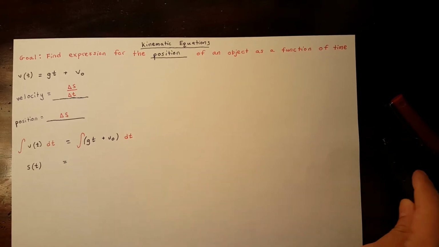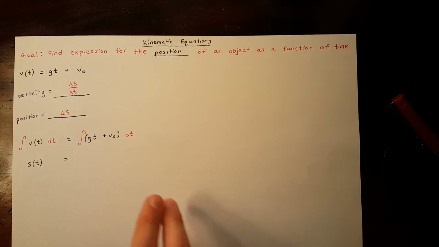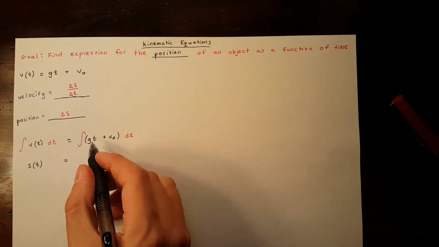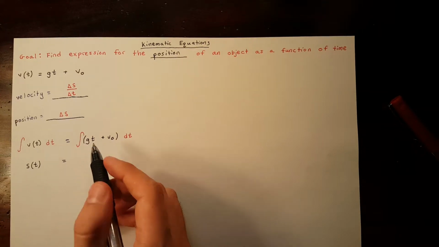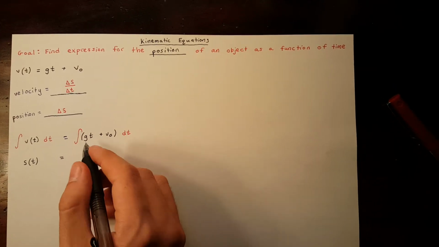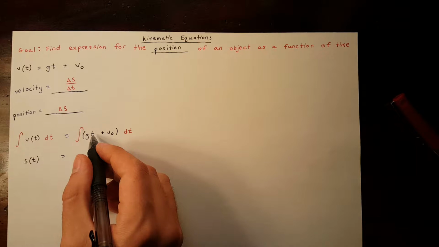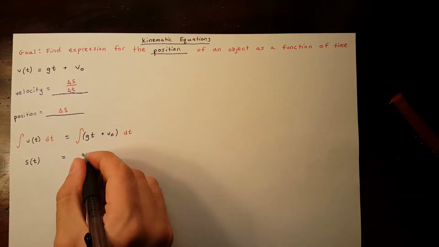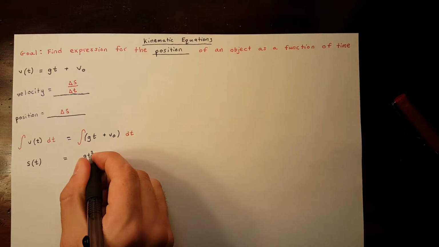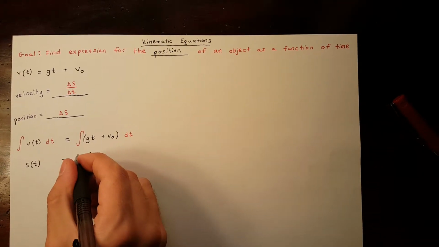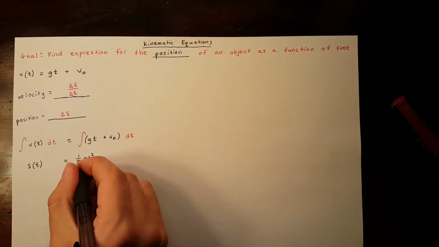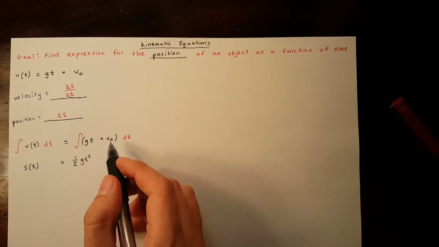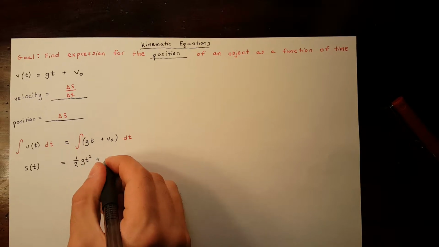equals, now we have to take the antiderivative of this, so with respect to time. So what we're going to do is take the antiderivative of gt with respect to time. So that will be, if you increase the power of t by 1, you'll get gt squared. And dividing by the new power, you'll be left with 1/2. So 1/2 gt squared. The antiderivative of v naught is v naught t.